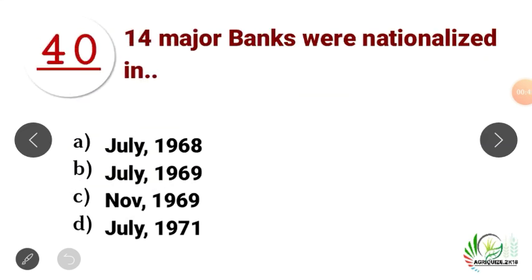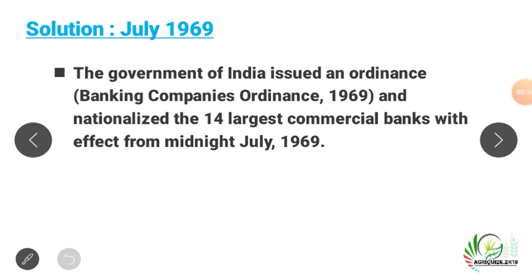14 major banks were nationalized in July 1969. Option B is the correct answer. The Government of India issued an ordinance, Banking Companies Ordinance 1969, and nationalized 14 largest commercial banks with effect from midnight July 1969.